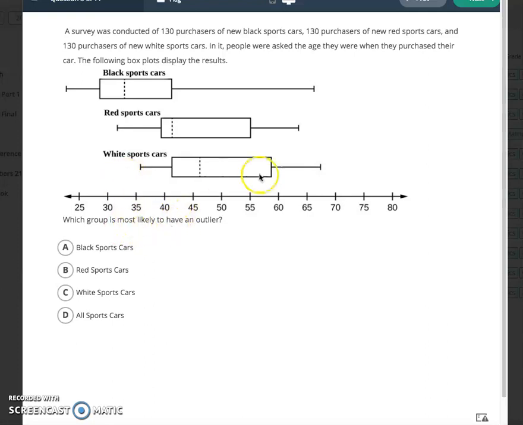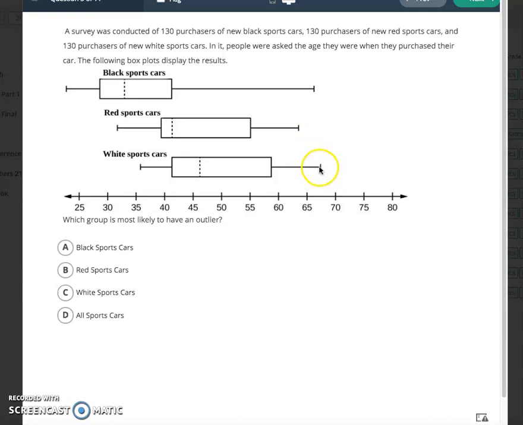Well, in this case, remember, an outlier is a number that's very far off from all the other numbers. If you look here, the black sports cars, the middle 50% has an age of maybe 27 to 42. But look up here. At least one person was in their later 60s when they bought a black sports car. Now, here's the deal.